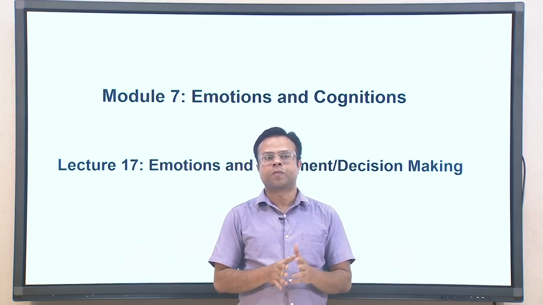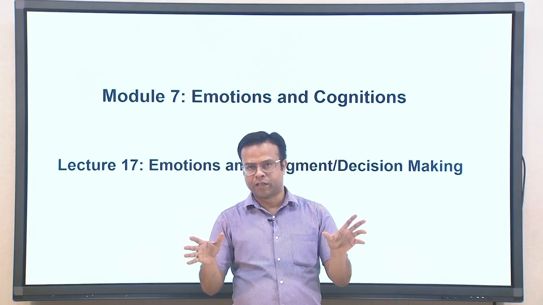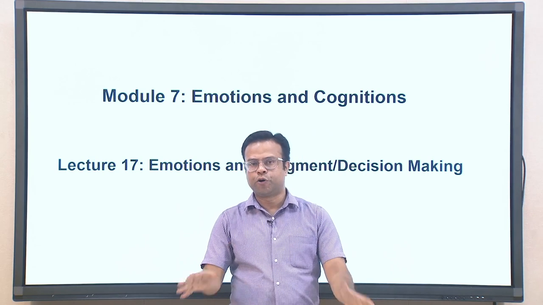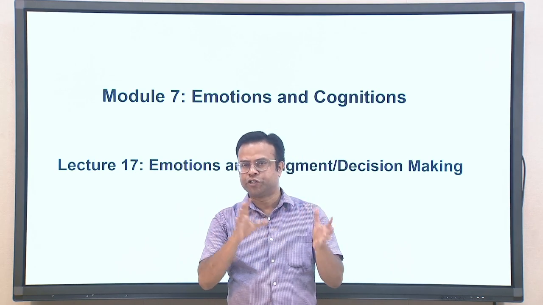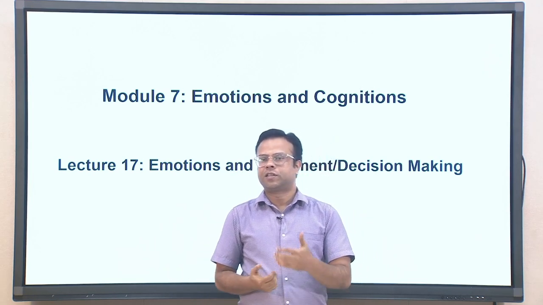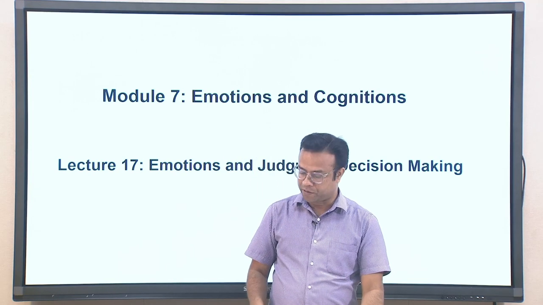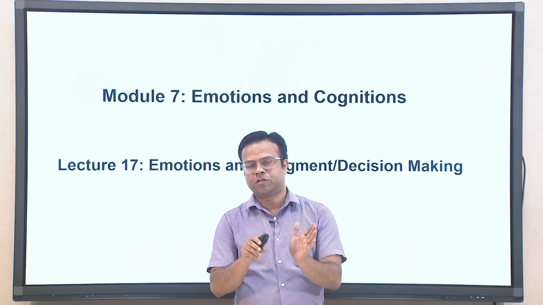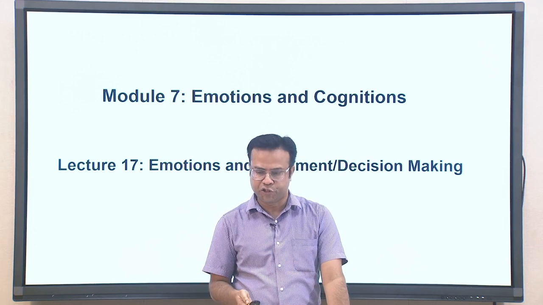We are in module 7, and module 7 is about cognitions and emotions, the interaction between emotions and cognitions. So, this is the third lecture of module 7. Today we will be talking about how emotions influence judgment and decision making.